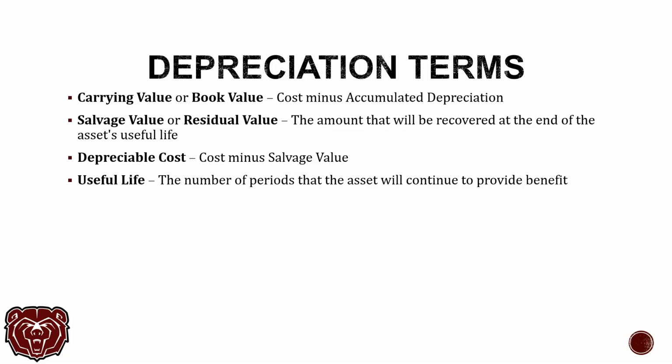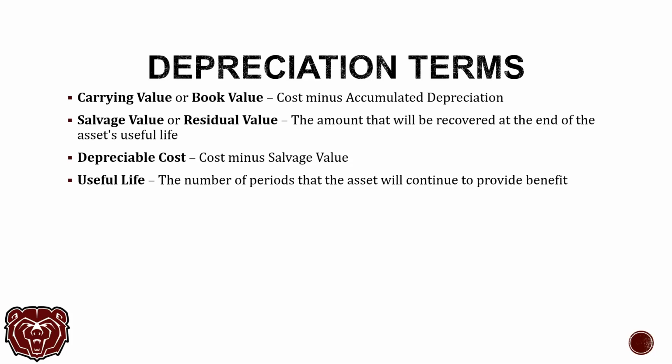So that net book value, that carrying value, that book value, is the cost minus any accumulated depreciation that you have. Then we have salvage value or residual value. This is the amount that you're going to recover at the end of the asset's useful life. So we will make an estimate and say, if we were to dispose of this at the end of the 10 years, we believe we would get $5,000 for it.